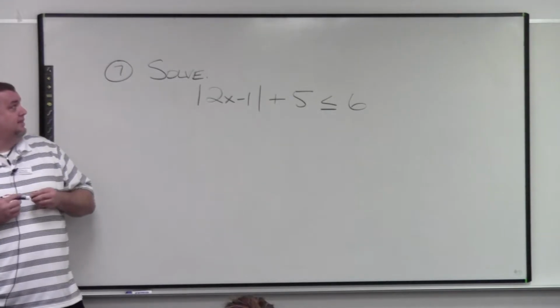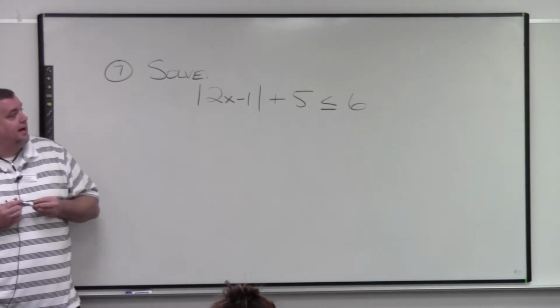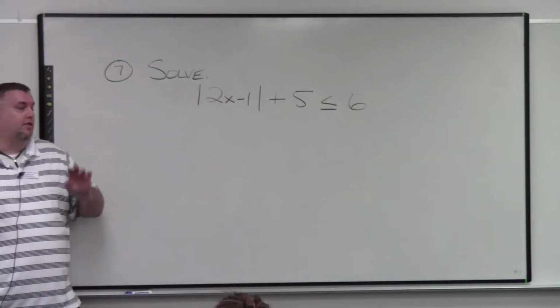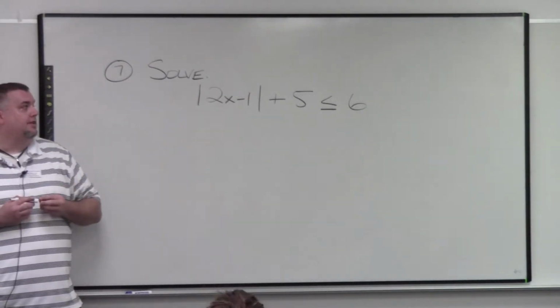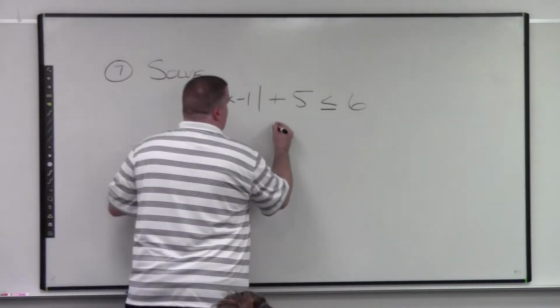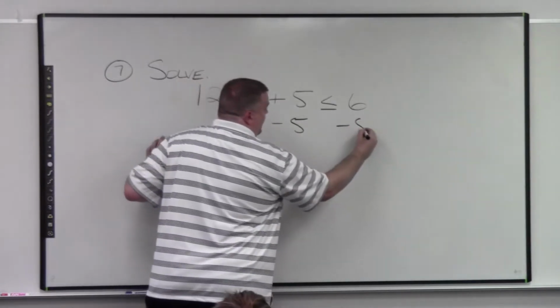All right, problem number 7 is asking us to solve this absolute value inequality. But before we can set it up, like asking ourselves whether it's an and or an or, we have to make sure the absolute value is isolated. So what do we have to do first? Correct. So let's subtract 5 from both sides.